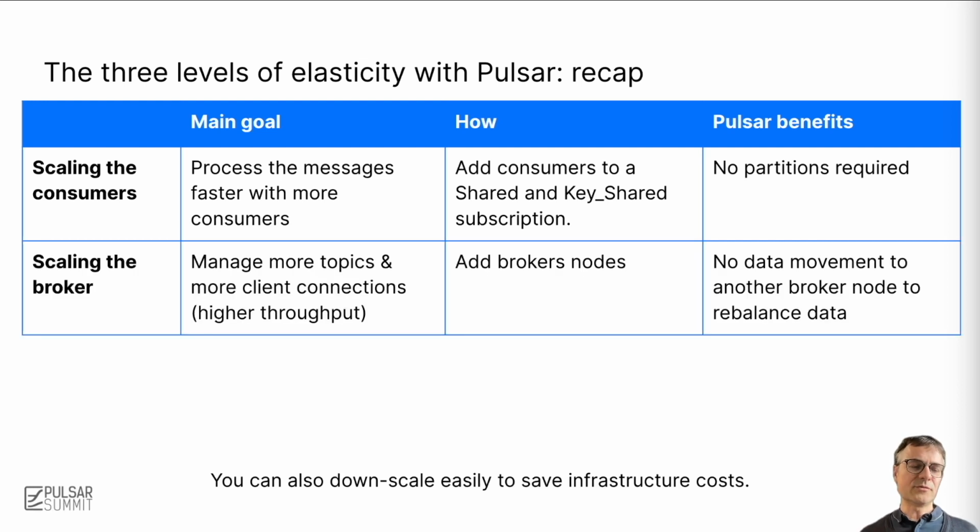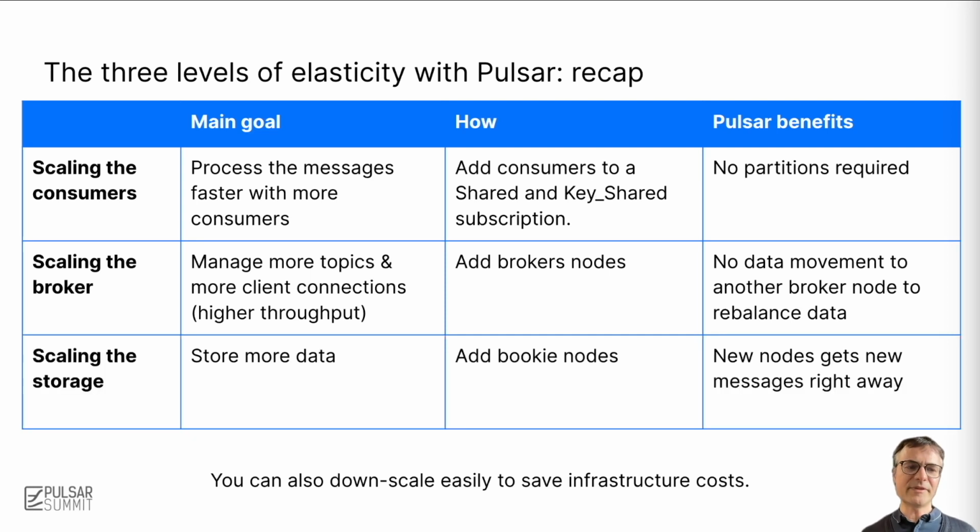You may need to scale the broker itself if you need to manage many topics and many client connections, so you need higher throughput. For that, you can add new broker nodes without any data movement, without any rebalancing. And if you need to store more data, then you can add new bookie nodes, and these nodes get new messages right away. And of course, you can also downscale easily to save infrastructure cost. This elasticity is why we say that Pulsar is cloud native.